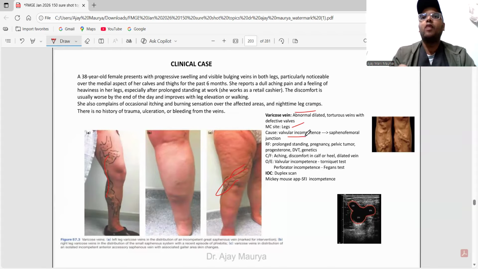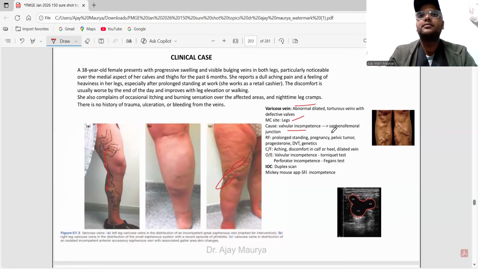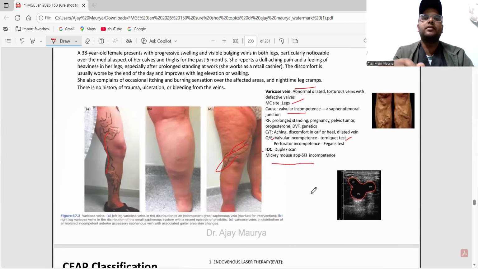Most common cause is valvular incompetence at the saphenofemoral junction. Risk factors: prolonged standing, pregnancy, pelvic tumor, progestin, DVT and genetics. Chief complaint: aching, discomfort. They are important. On examination, valvular incompetence is assessed by the tourniquet test and perforator incompetence by the Fegan test. Always, if it bleeds, do a duplex scan. There is a Mickey Mouse sign appearance at the femoral junction. That's an important one.